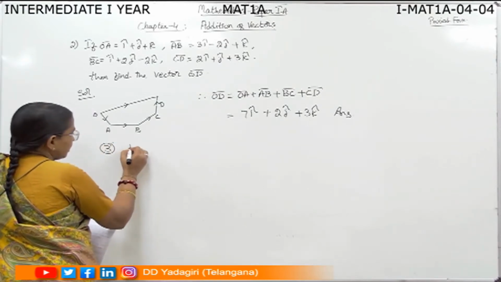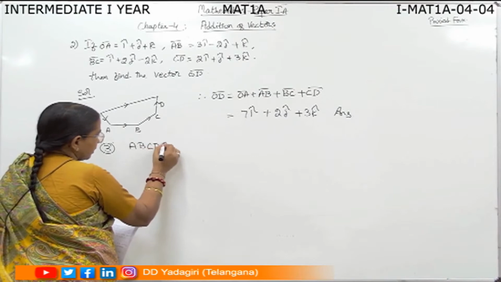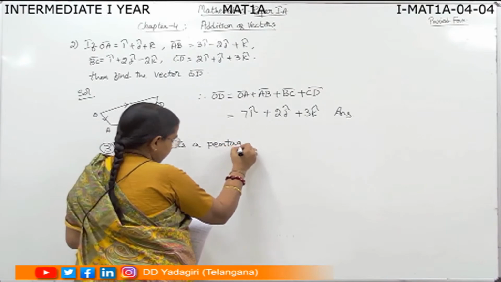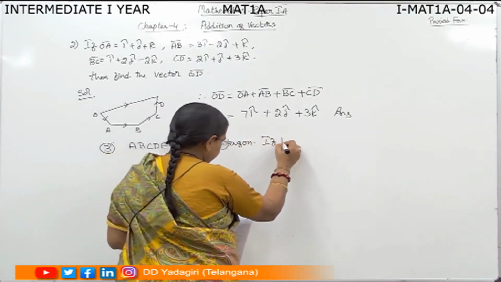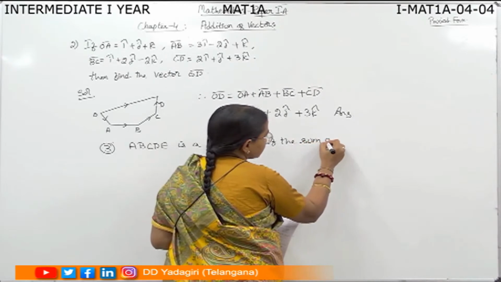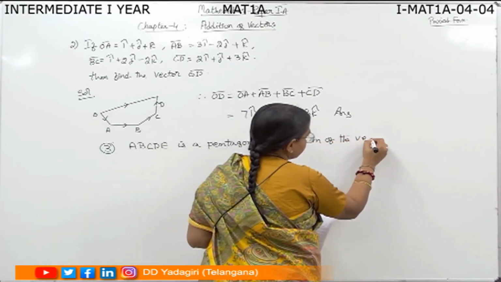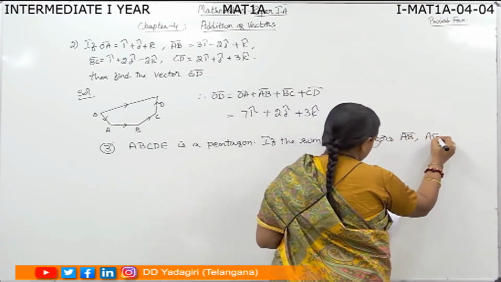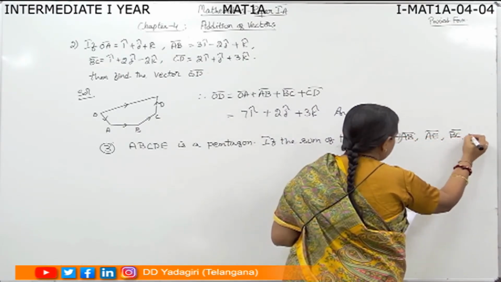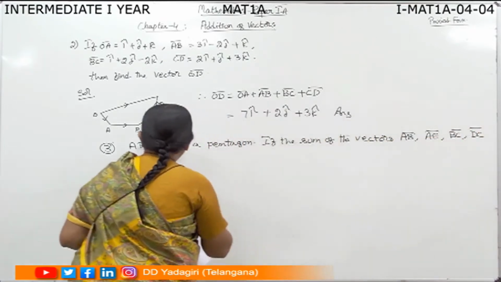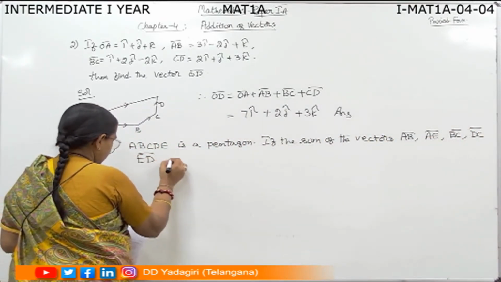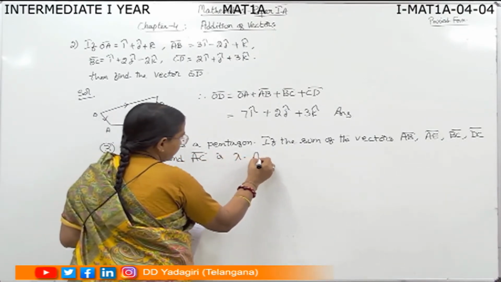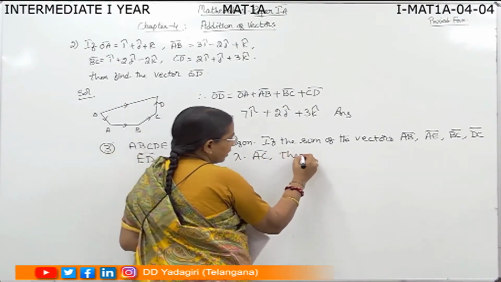Next, even this is very important. ABCDE is a pentagon. If the sum of the vectors AB, AE, BC, DC, ED and AC is lambda into AC, then find the value of lambda.